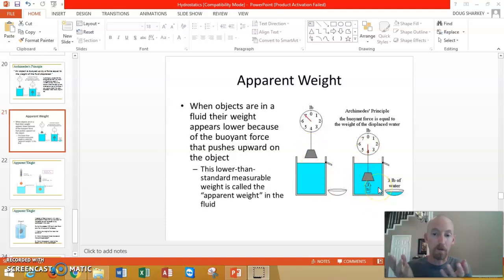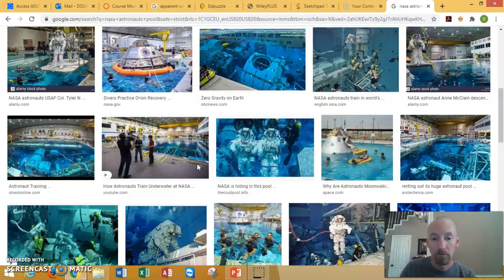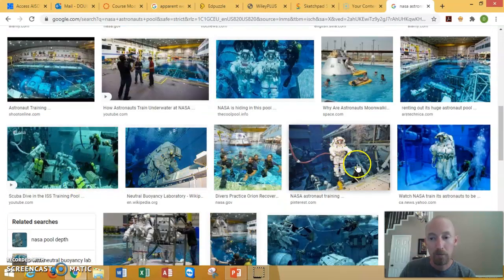It's like the fluid is helping it. So things underwater don't feel like they weigh as much, and that's because of this buoyant force. This is why NASA uses a gigantic pool to train all of their astronauts for spacewalks. Things underwater feel like they don't weigh as much because of that buoyant force, and so they train in this gigantic pool because it simulates zero G.